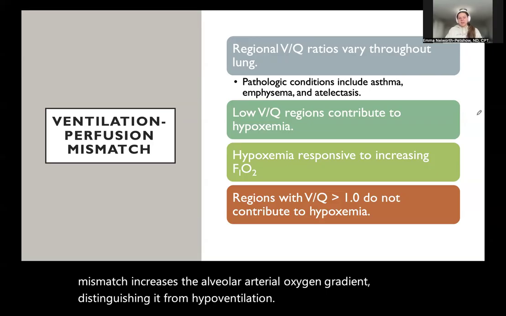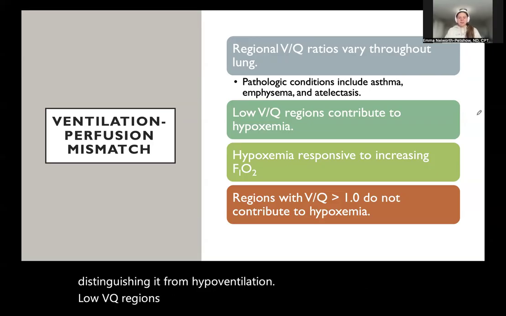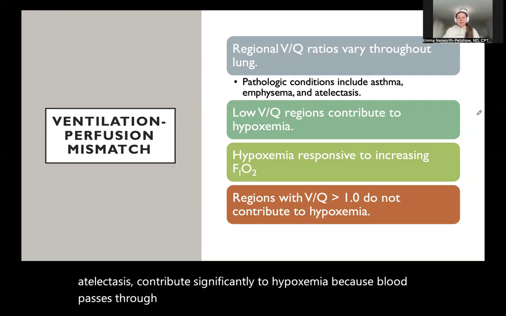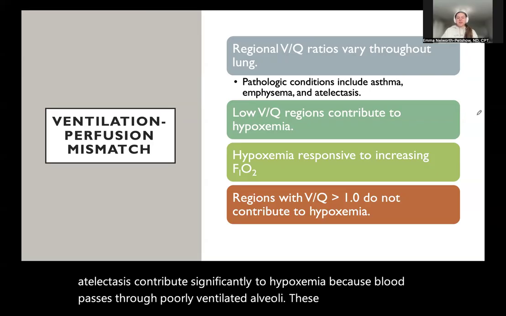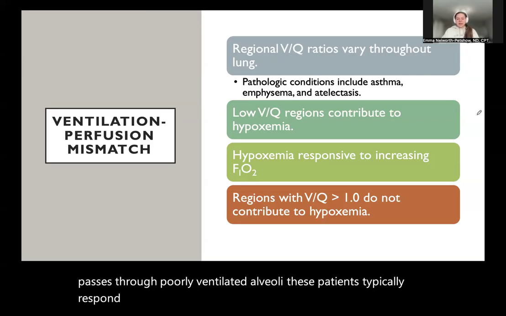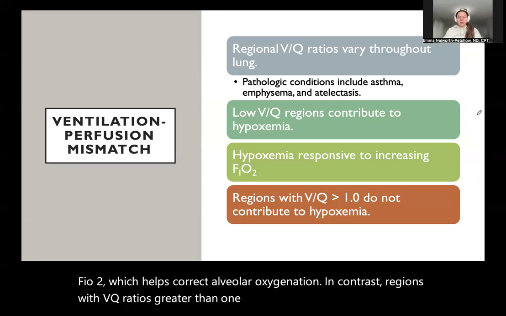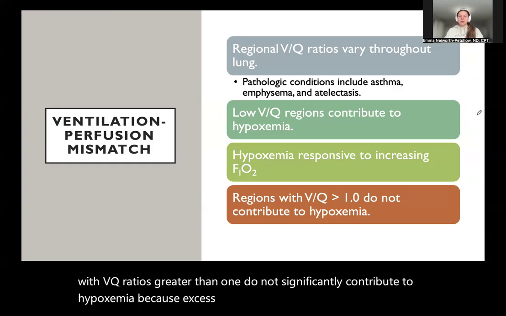Low VQ regions, such as those seen in asthma, emphysema, or atelectasis, contribute significantly to hypoxemia because blood passes through poorly ventilated alveoli. These patients typically respond to increased FiO2, which helps correct alveolar oxygenation. In contrast, regions with VQ ratios greater than 1 do not significantly contribute to hypoxemia because excess ventilation cannot compensate for reduced perfusion.